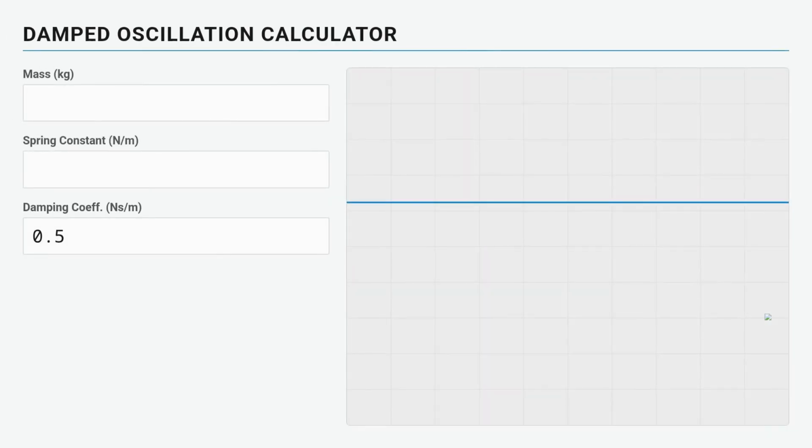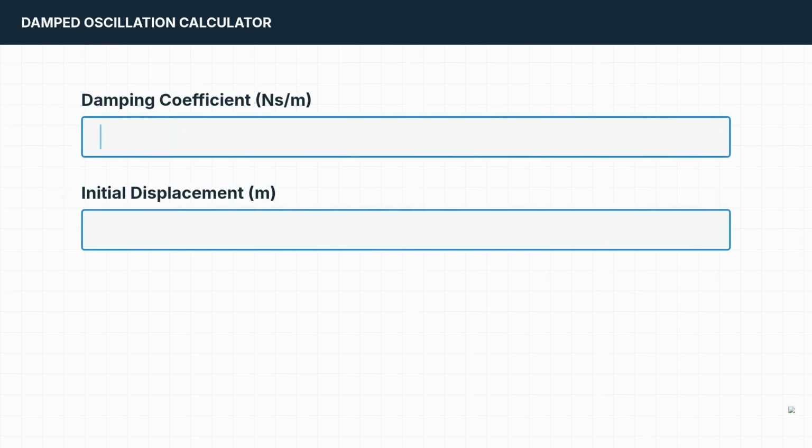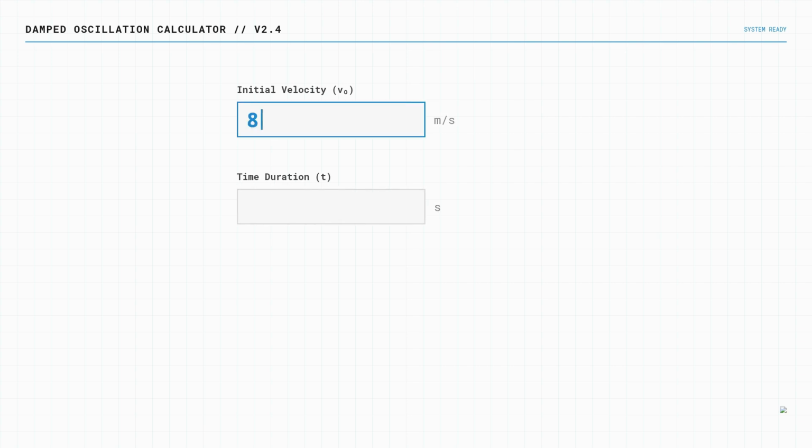I'll enter mass equals 10 kilograms, spring constant equals 10 newtons per meter, damping coefficient equals 10 newton seconds per meter, initial displacement equals 10 meters, initial velocity equals 10 meters per second, and time equals 10 seconds.